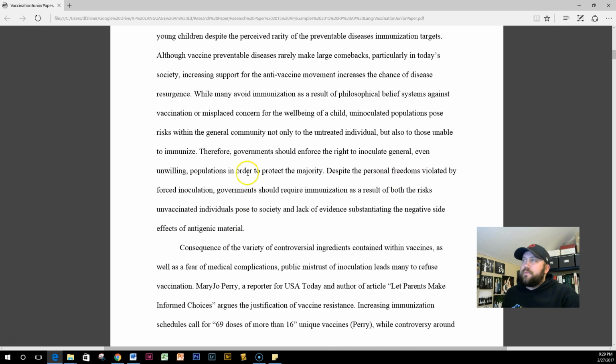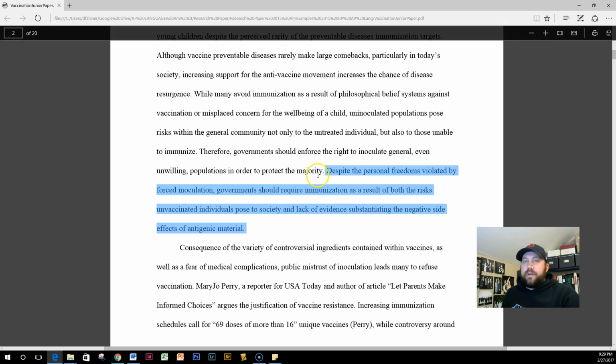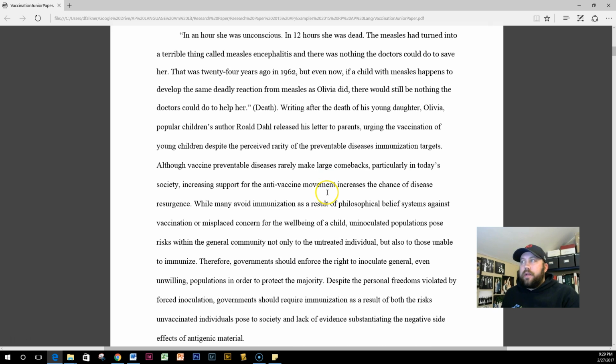Despite the personal freedoms violated by forced inoculation, governments should require immunization as a result of both the risks unvaccinated individuals pose to society and lack of evidence substantiating the negative side effects of antigenic material. So nice thesis. It leads into it. It doesn't feel like it jumps suddenly into that thesis. And that's your goal. And that's the harder part of an introduction, right?